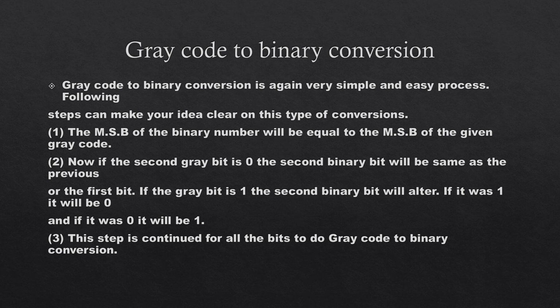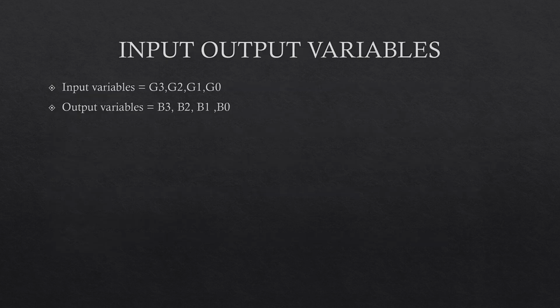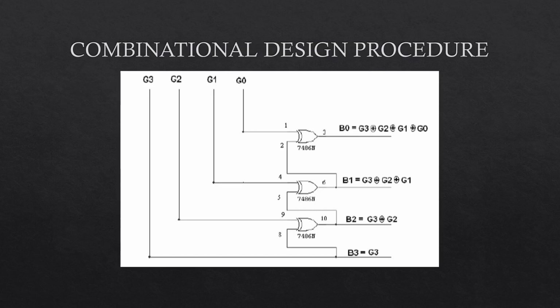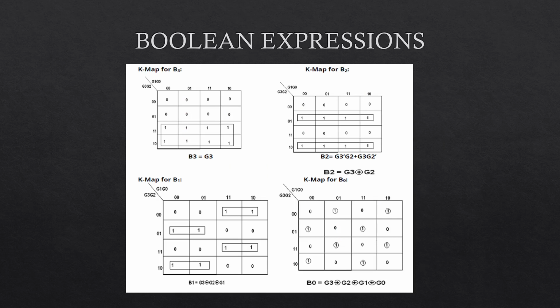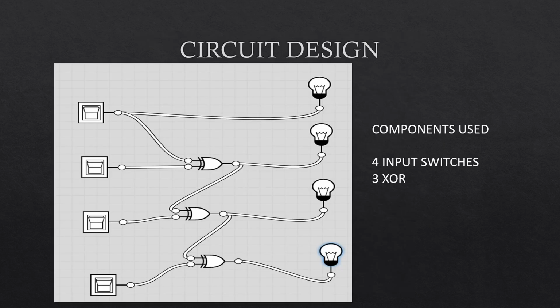Gray code to binary conversion. Input and output variables. Input variables are G3, G2, G1 and G0. Output variables are B3, B2, B1 and B0. This is the combinational design procedure. And this is the truth table for the gray code to binary code. This is the Boolean expression and this is the circuit design.